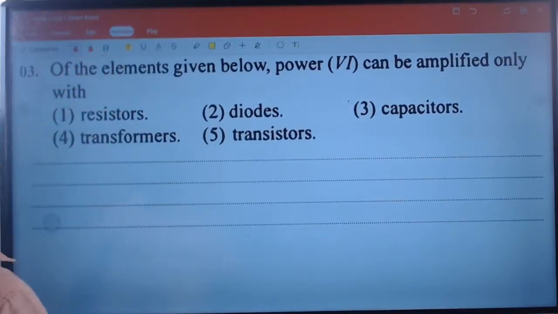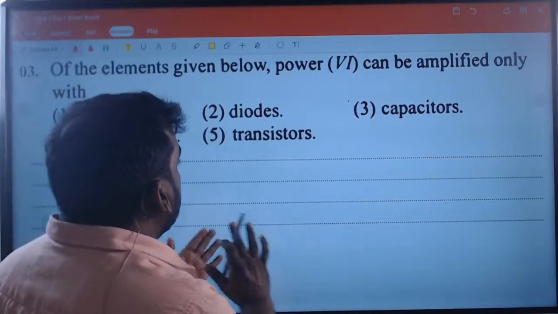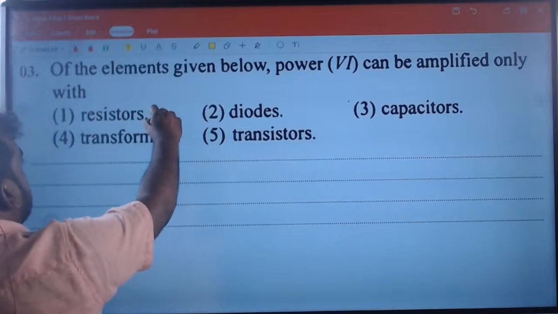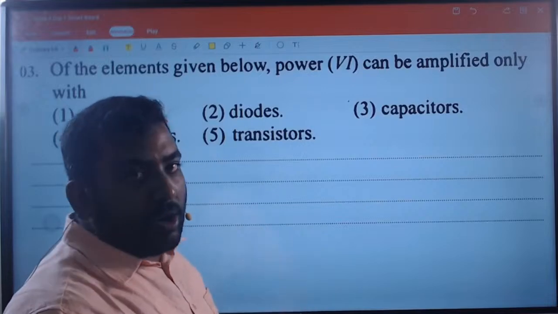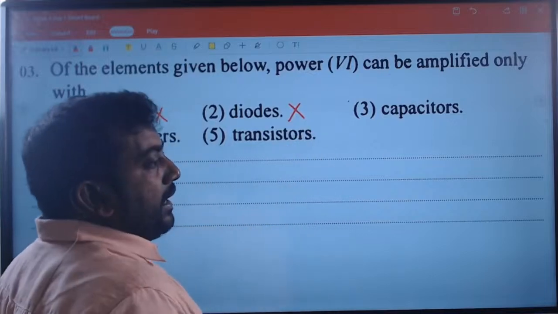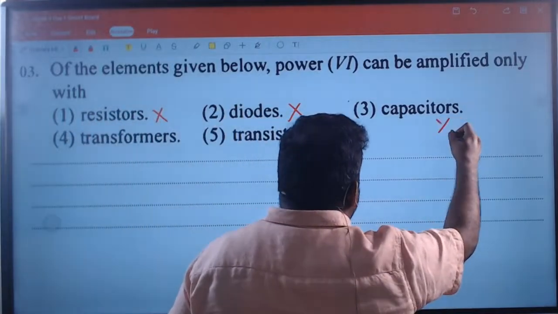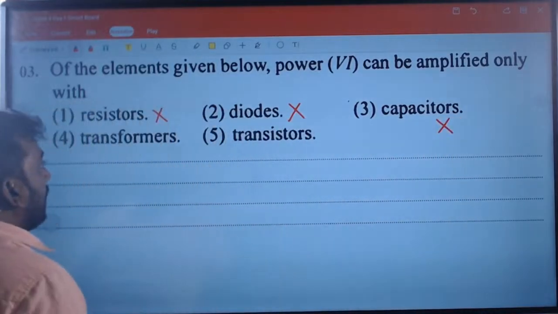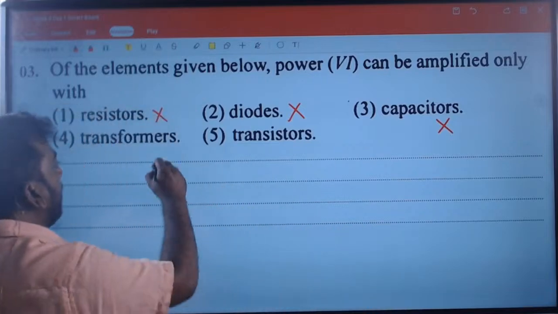Moving on. Of the elements given below, power can be amplified. Look at this carefully. Resistors don't increase the power; input power and output power are almost the same. Diodes, there is no amplification; they can rectify. Capacitors also have no voltage amplification. Transformers also, input power and output power are the same, ideal transformers.